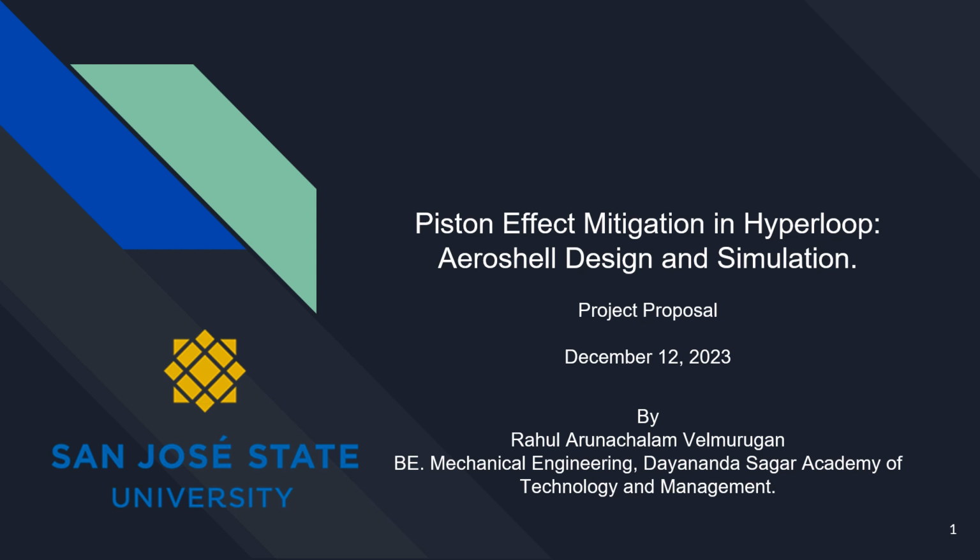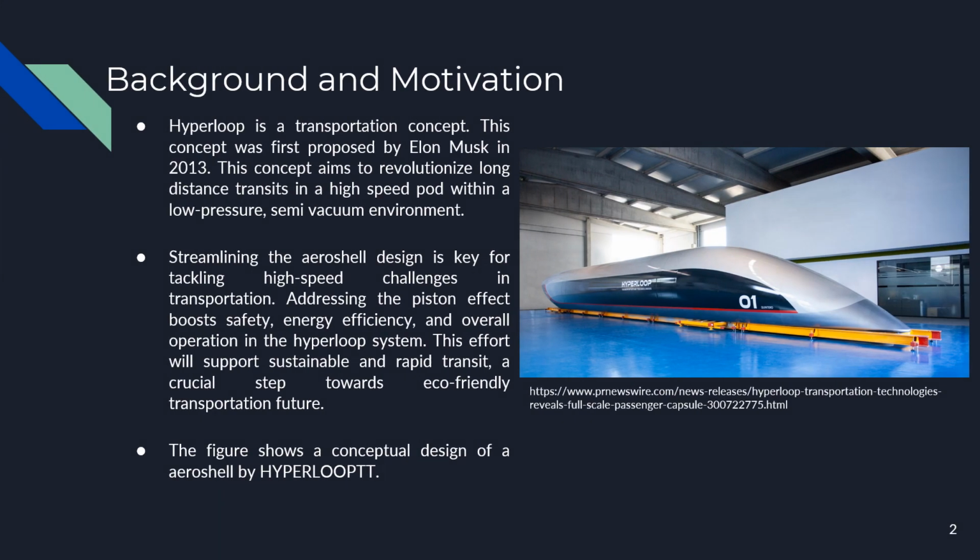I am here to present my project on piston effect mitigation in a Hyperloop system. Hyperloop is a high-speed transportation system. This concept was first proposed by Elon Musk in 2013. This concept aims to provide a rapid and eco-friendly transit alternative.